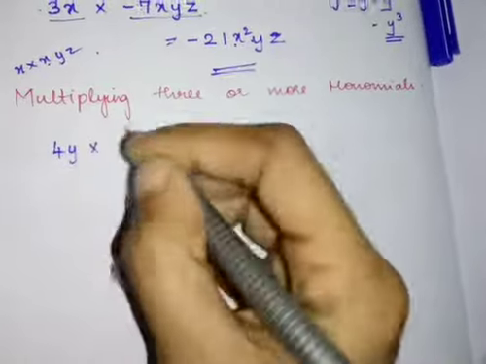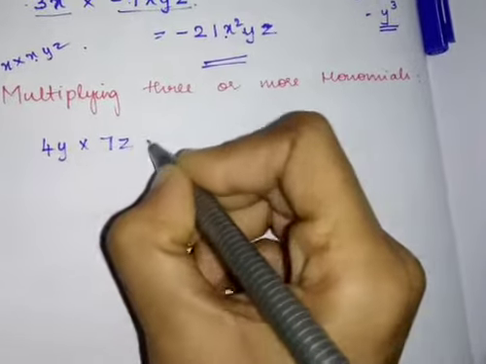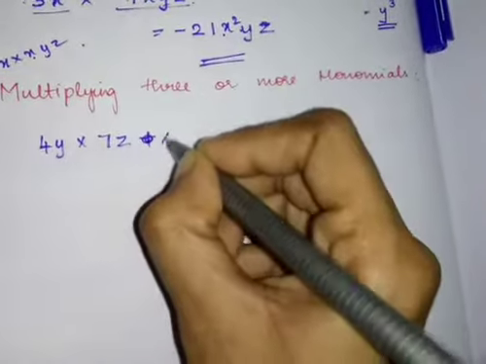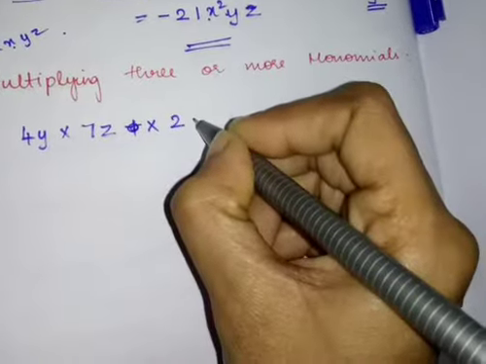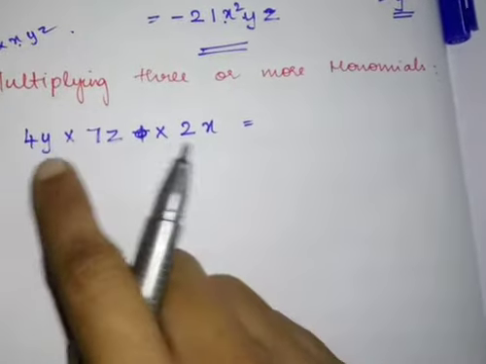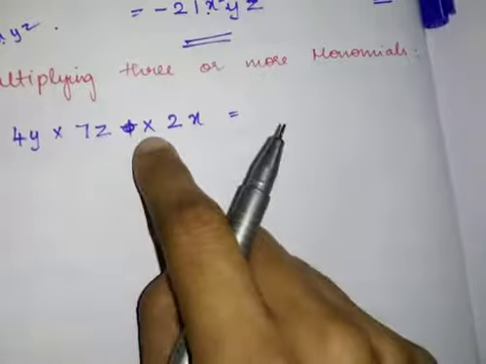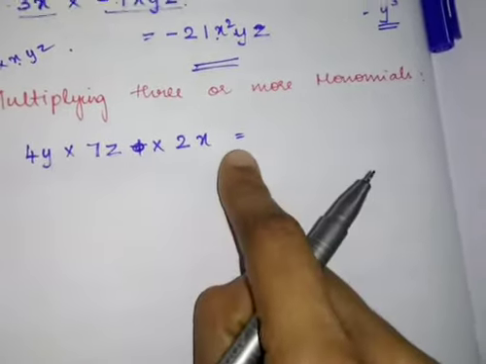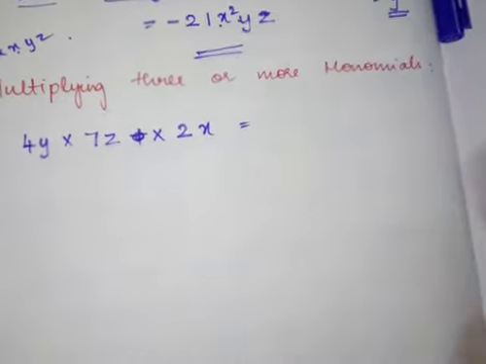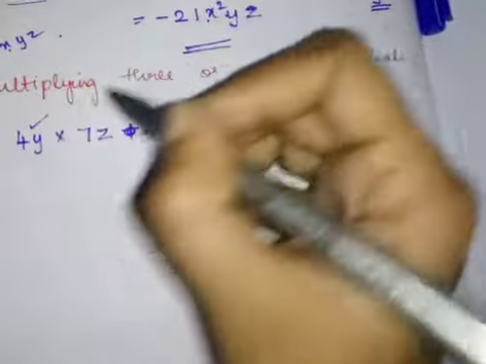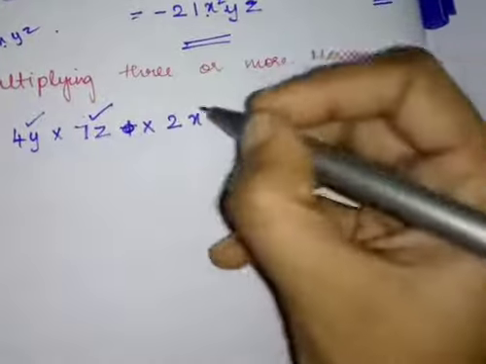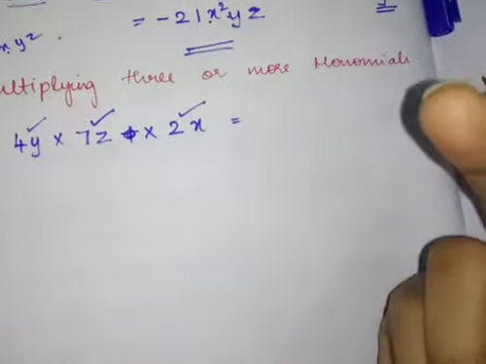4y into 7z into 2x. Okay. 4y into 7z into 2x. Now this is one term, so it is a monomial. This is one term, so it is a monomial. This is also one term, it is a monomial.